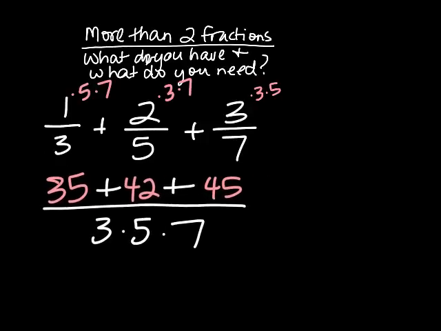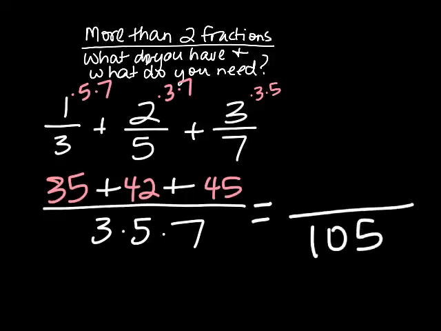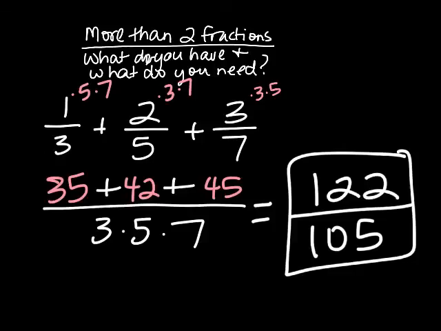So now I just need to multiply together 3 times 5 times 7. So that's going to be 35 times 3, which is 105. And then I just need to add up what I have on the top. So I've got 45 and 42 is 87. 87 plus 5 is 92. Plus another 30 is 122. And you can leave things in improper fraction form. That's completely fine for now.